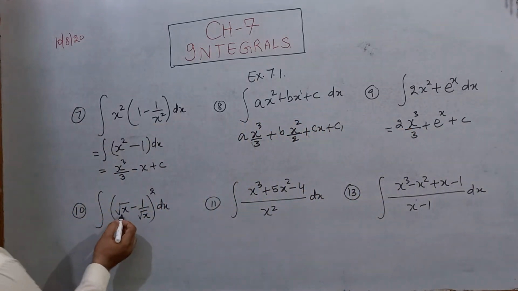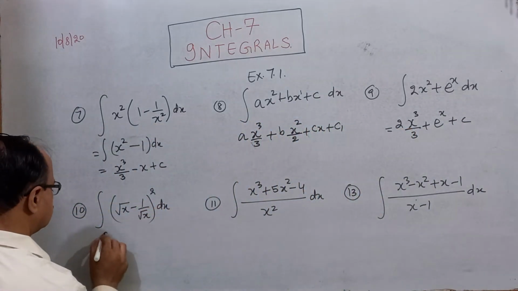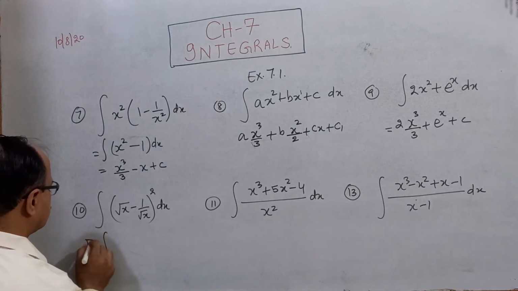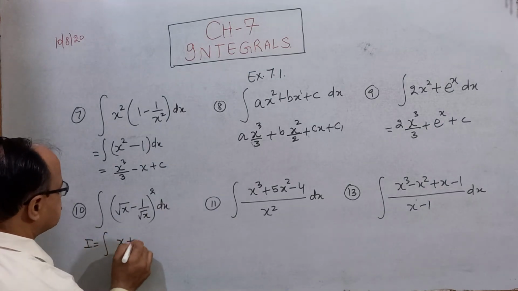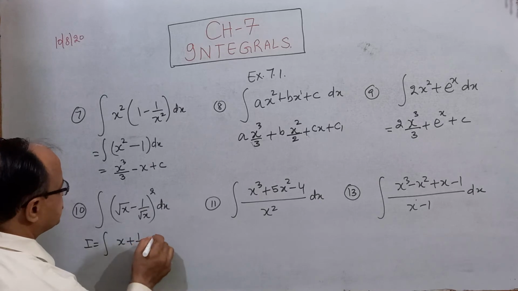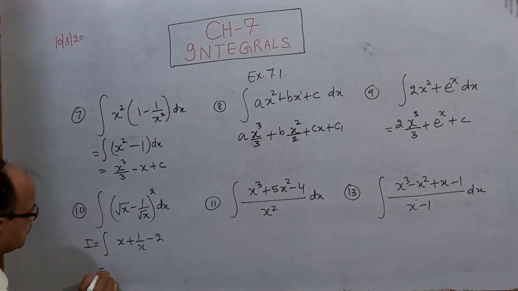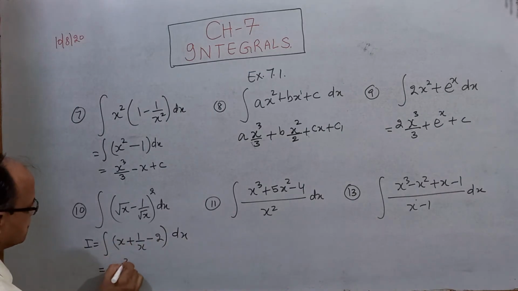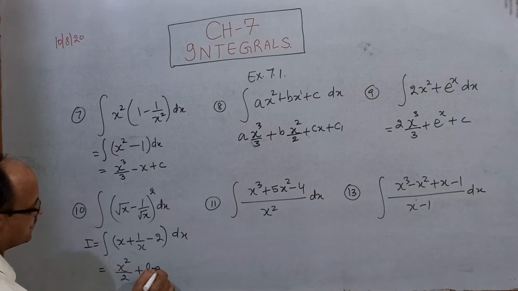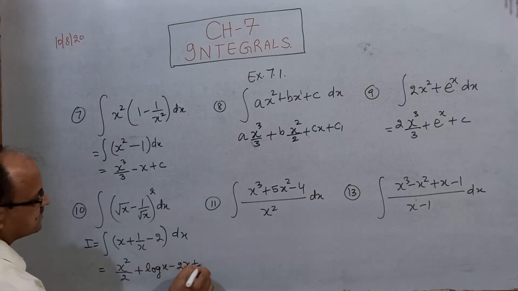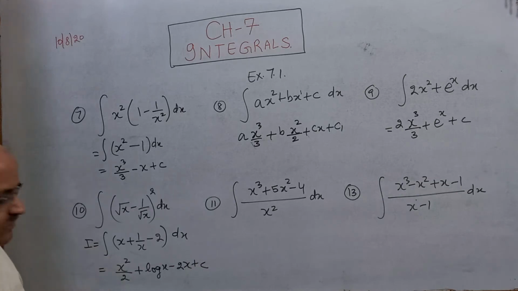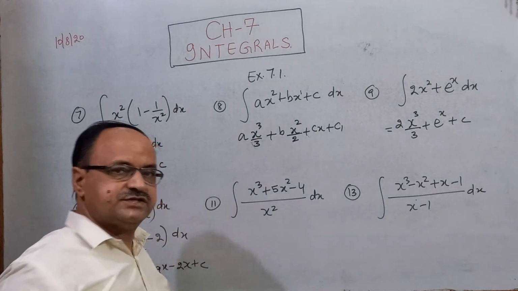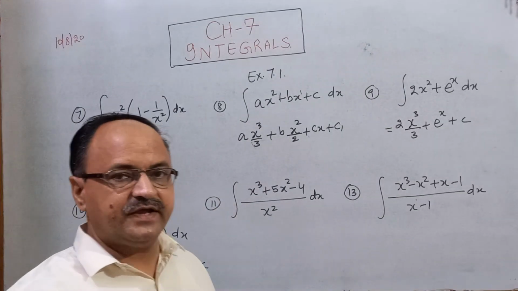Now apply here the identity (a minus b) whole square, that is x plus 1 by x minus 2. Now integration of x square by 2, and the integration of 1 by x, direct formula, log x, and integration of 2 is 2x. This is the answer. In division the integration is not possible, therefore simplify.